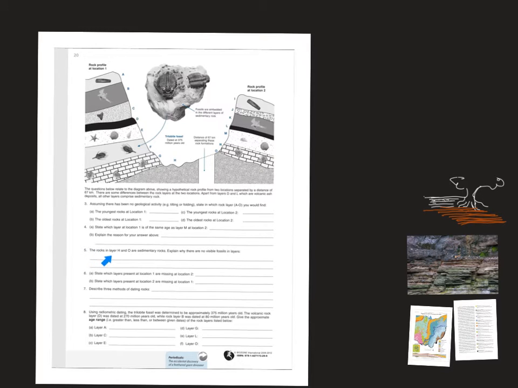All right, the rock layers H and O are sedimentary rock. Explain why there are no visible fossils in these layers. There's H and there's O. H and O, and it's sedimentary rock. Why is there no... This question here is an interesting one. H and O. Why did H and O not have any visible fossils? I think the key word here is going to be visible.